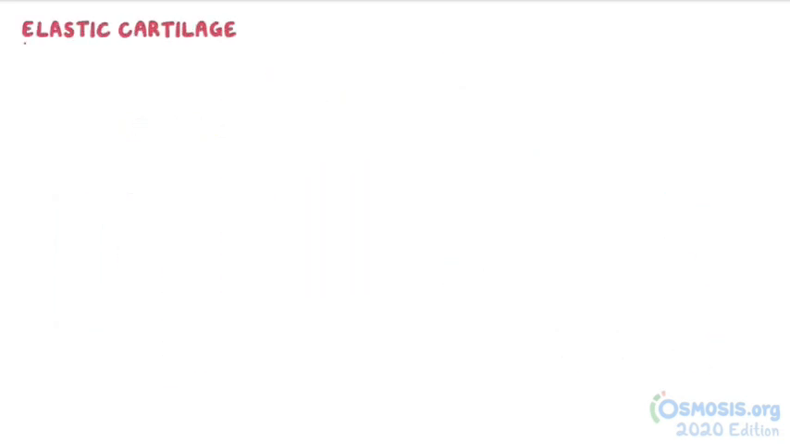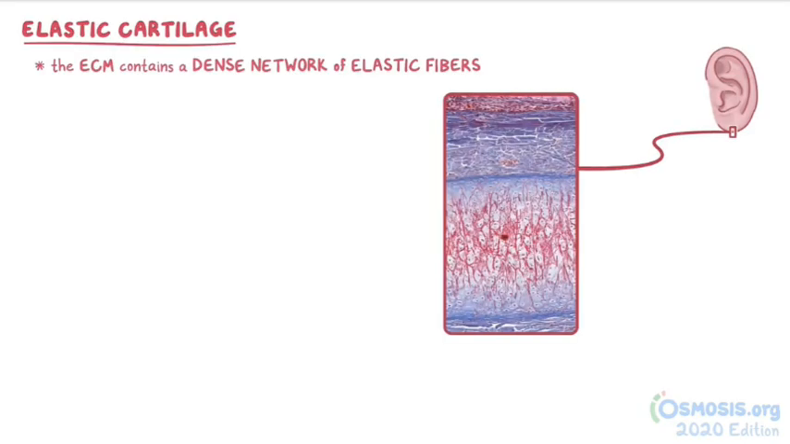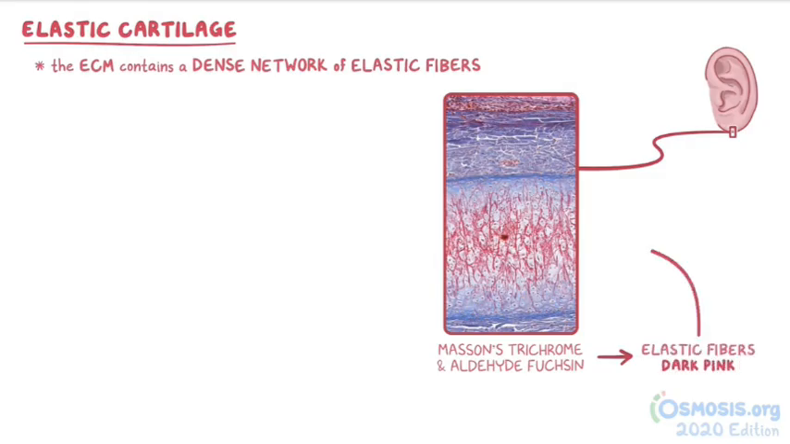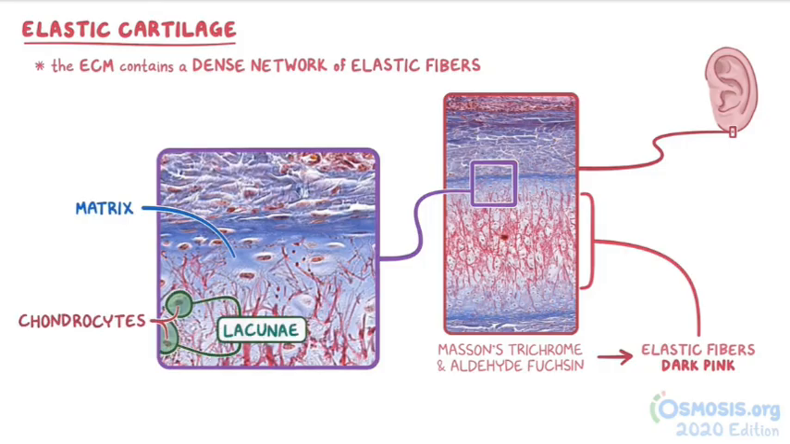Now, elastic cartilage is similar to hyaline cartilage, except the extracellular matrix contains its defining feature of a dense network of elastic fibers, which gives this type of cartilage its flexibility and elastic characteristics. This image from the pinna of the external ear is stained with Masson's trichrome and aldehyde fuchsin. The aldehyde fuchsin stain highlights the elastic fibers dark pink within the matrix of the cartilage. At 32 times magnification, we can see some general features of elastic cartilage that are similar to hyaline cartilage, such as the cartilage matrix, which stains blue, the chondrocytes within the lacunae, and also the perichondrium at the top, which is stained purple and dark blue.